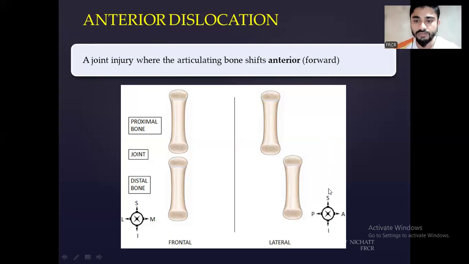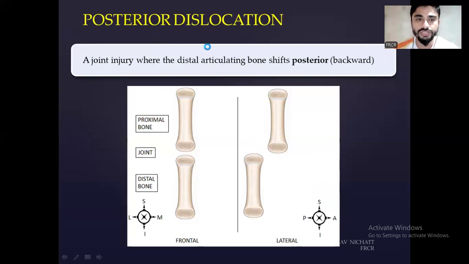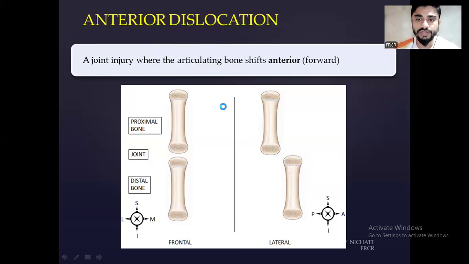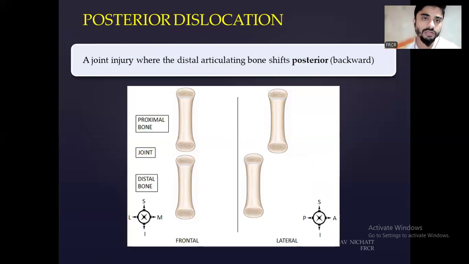This is the anterior aspect of the radiograph, and this is the posterior. So here, as you can see, the distal articulating bone is shifting anteriorly. So that is the reason we are labeling it as anterior dislocation. Okay, understood? Now we'll move on to posterior dislocation. So in the shoulder joint, it is predominantly anterior dislocation that is more common.